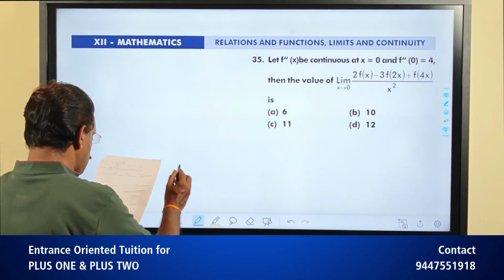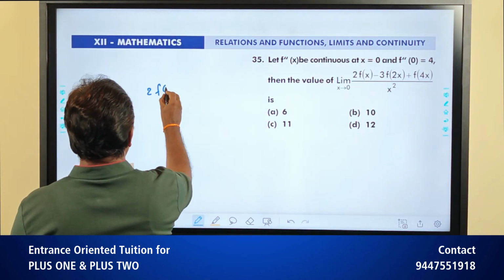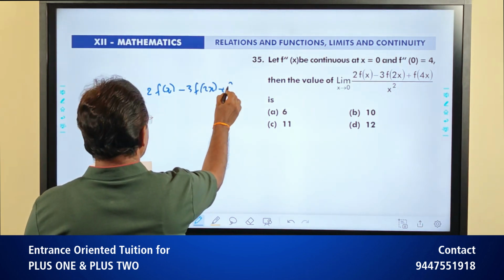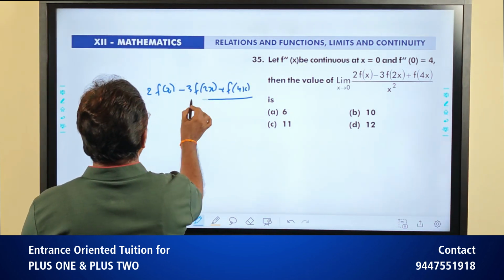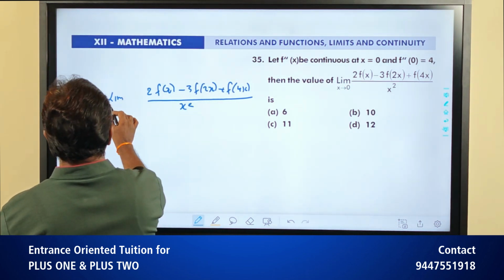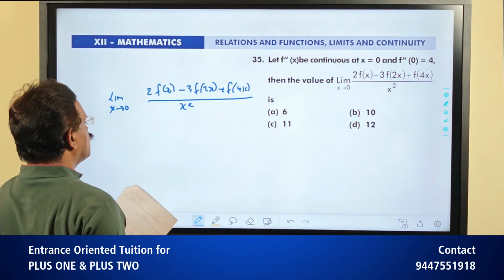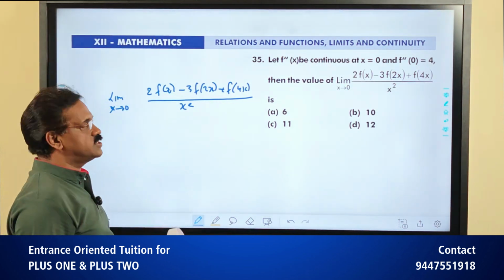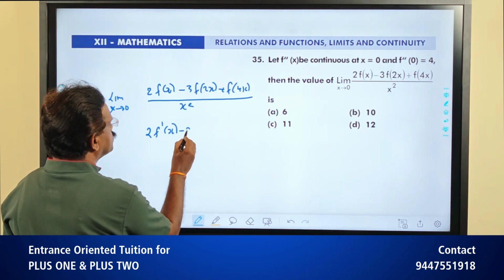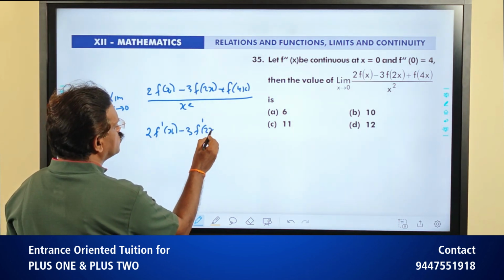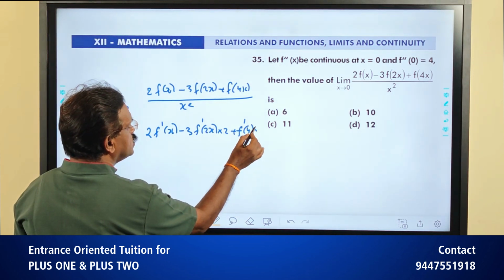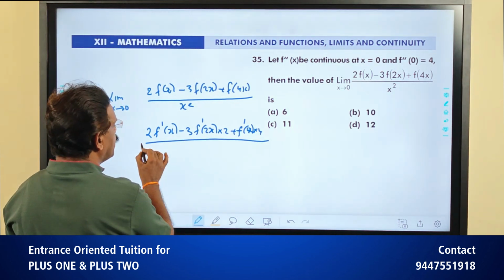Okay. So we have limit x tends to 0 of (2f(x) - 3f(2x) + f(4x)) by x². It is 0 by 0 form, so again we have to apply L'Hopital twice. So remember, when you apply L'Hopital, we get (2f'(x) - 3f'(2x)·2 + f'(4x)·4) whole divided by 2x.